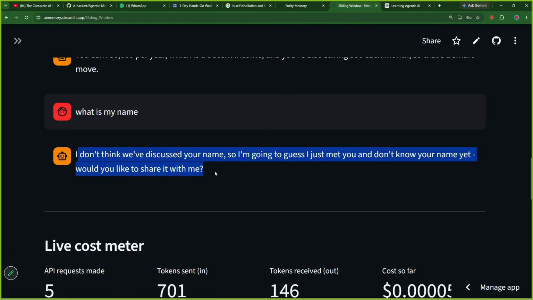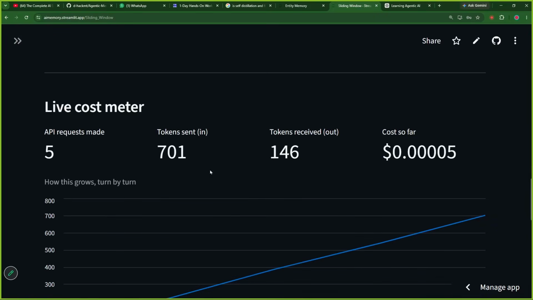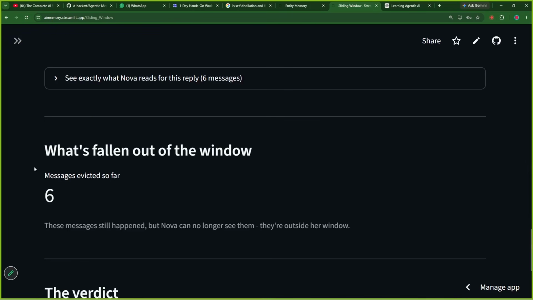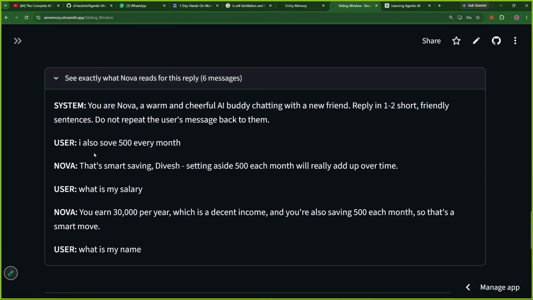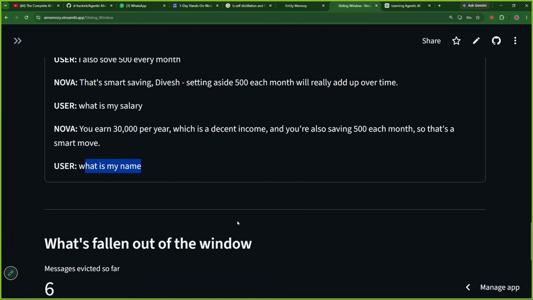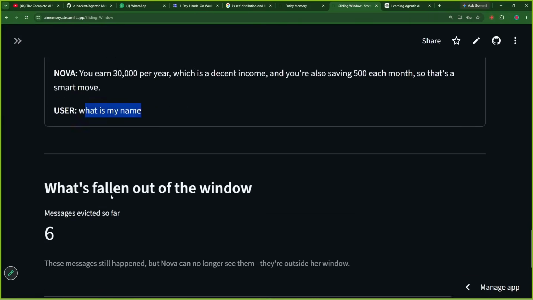So what exactly happened? We are evicting the messages. You can see over here, I say 500 and this. What we have lost over here is the user message. Earlier we did give it a message that, hey, I'm earning 30,000, etc. It was able to remember because it was still in the window. But once that message is evicted, it will not remember the name, or the previous chat.